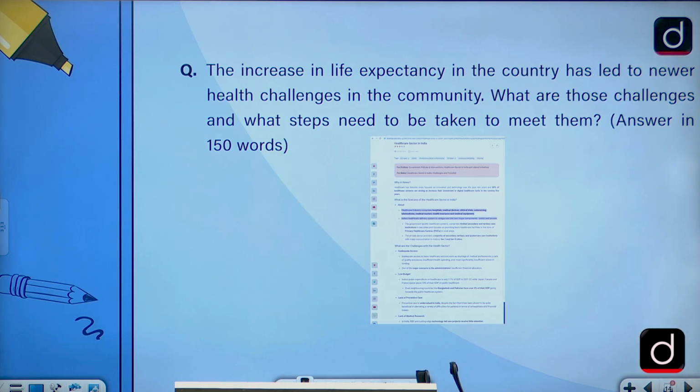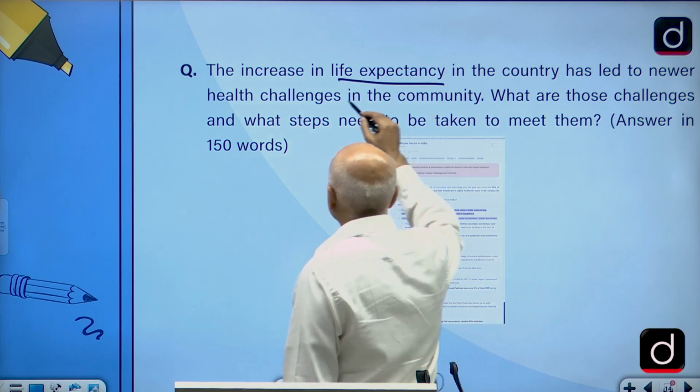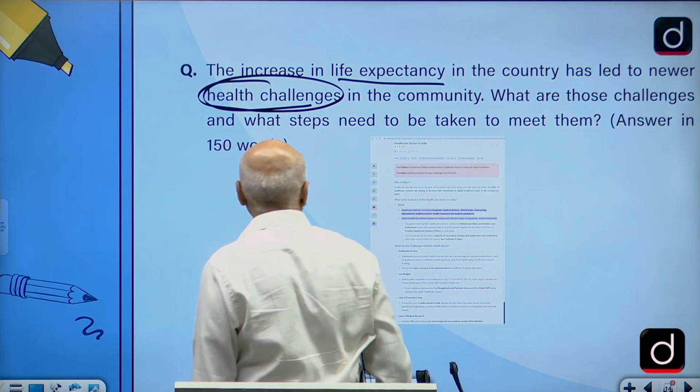Moving on to the next one. In the next question, we are discussing life expectancy and the related health challenges. So here the question is not on this, the question is on health challenges.